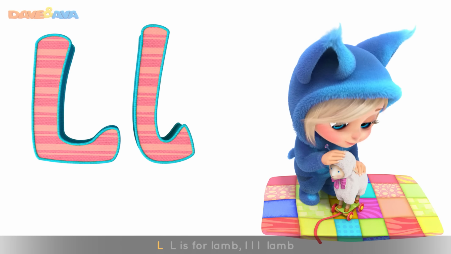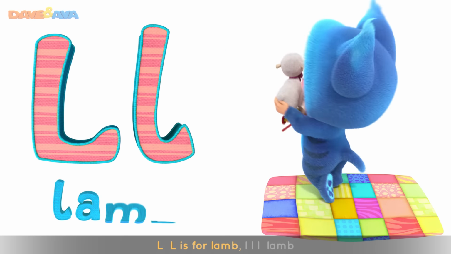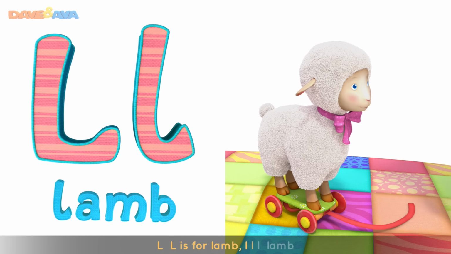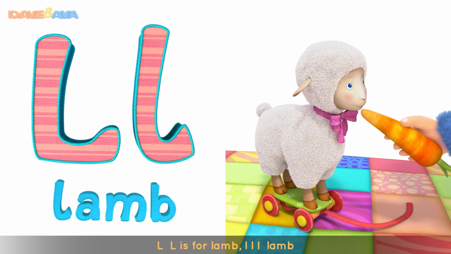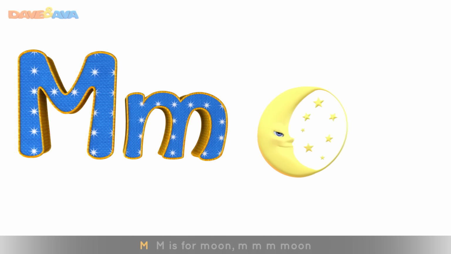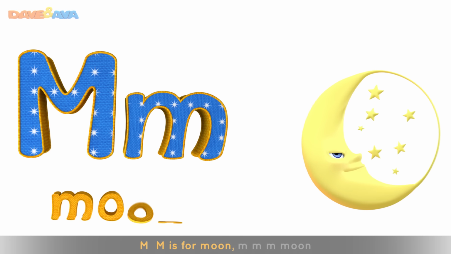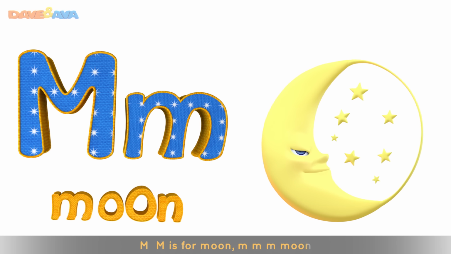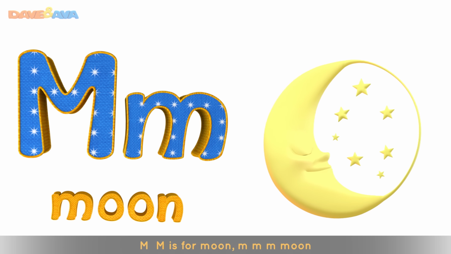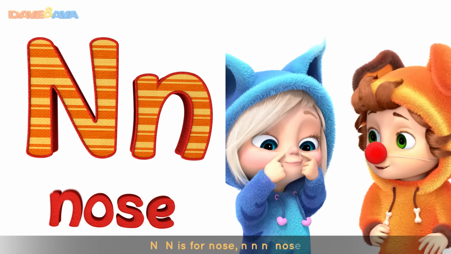L. L is for lamb. L, L, L, lamb. M. M is for moon. M, M, M, moon. N. N is for nose. N, N, N, nose.